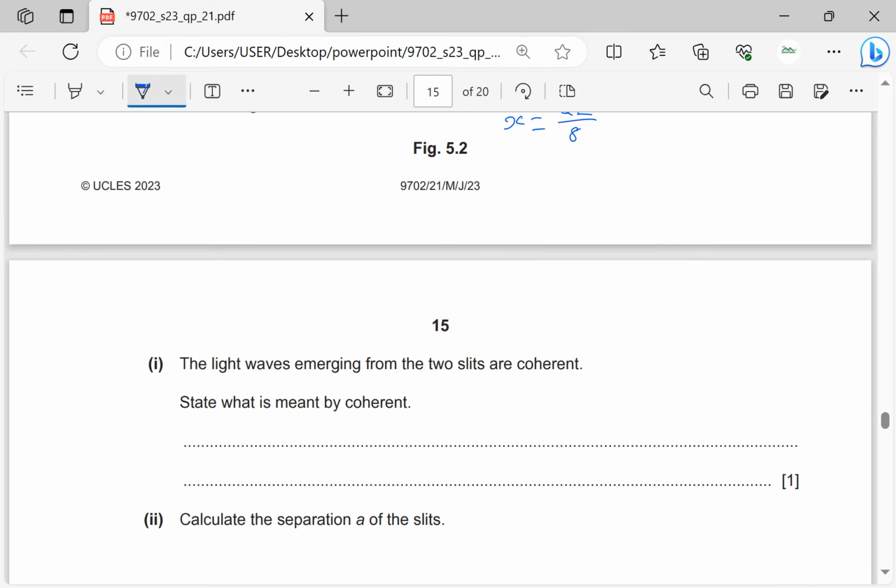Are the light waves emerging from the two slits coherent? What is the meaning of coherent? Coherent means constant phase difference between two waves, of course, with time. As time goes on, the phase difference remains constant, that is coherence.